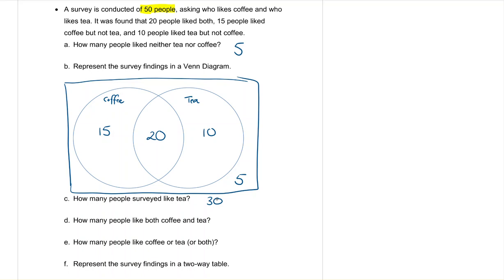How many people like tea and coffee? Remember the word and means they have to like both. It's not one or the other. Has to be both, which is Daniel? 20. The 20, very good.